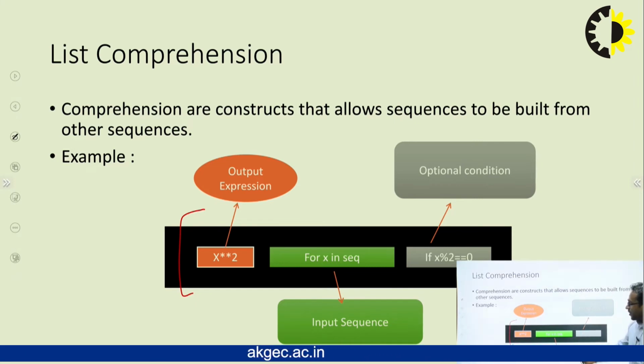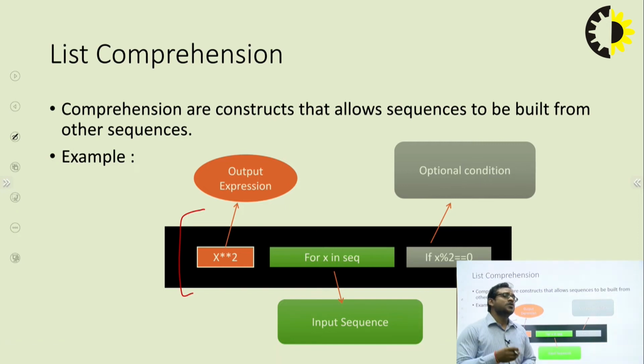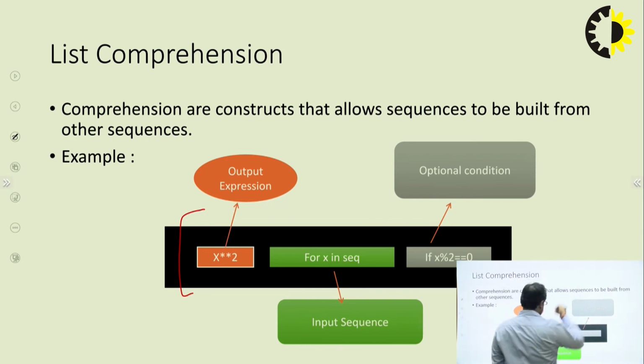Suppose I just want to create a list having 1 to 10, with elements 1, 2, 3, 4, 5, 6 and so on. If you create it manually, it takes much more time, right? So you can just use a list comprehension.